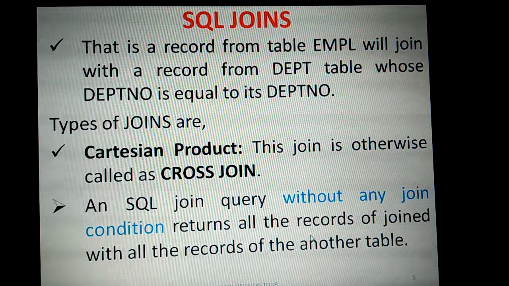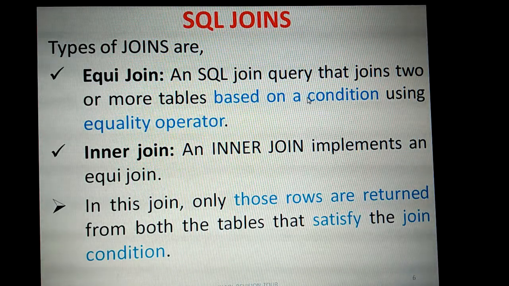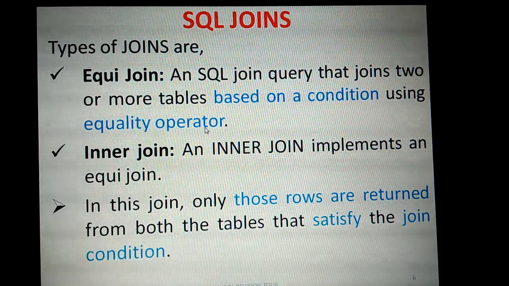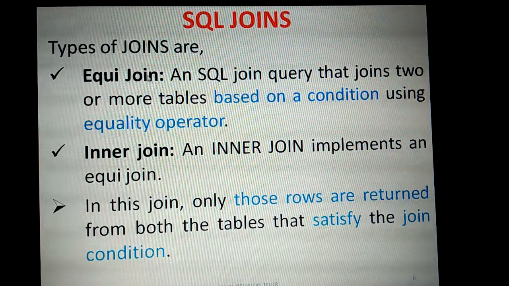It is not going to use any condition. Next type of join is equi-join. It is going to use the equality operator for checking the condition. So based on the condition, using equality operator, it will join the two or more tables. So two or more tables are going to be joined here.